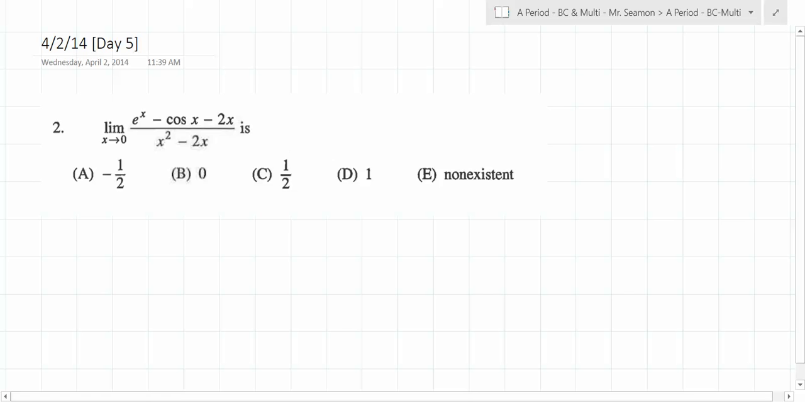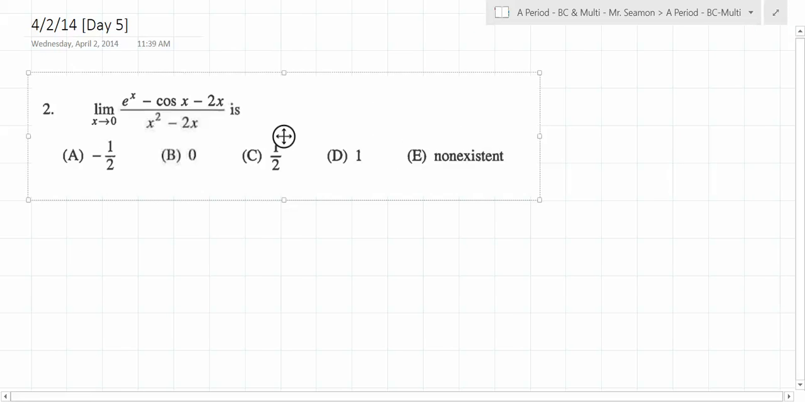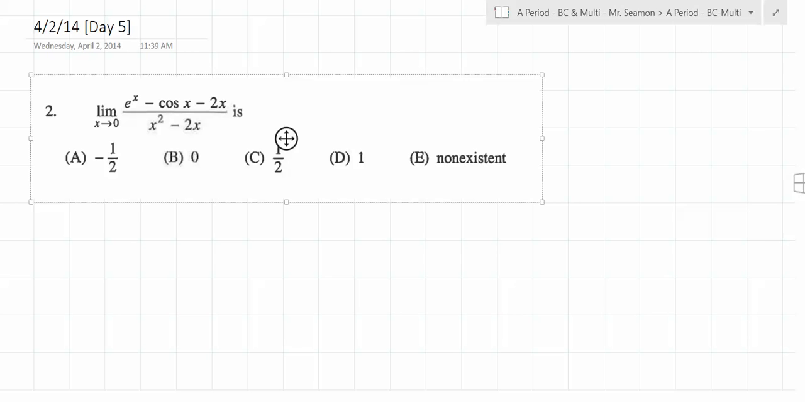So, limit as x goes to 0 of this thing. Great. Very nice. Can you just plug in 0? No. What do you have to do in order to solve this? Give me a method. L'Hopital's. You have to use L'Hopital's rule.